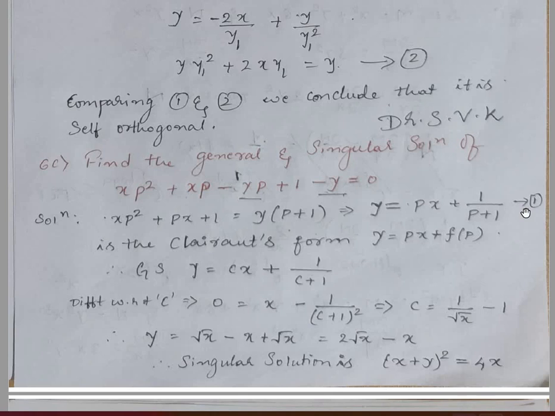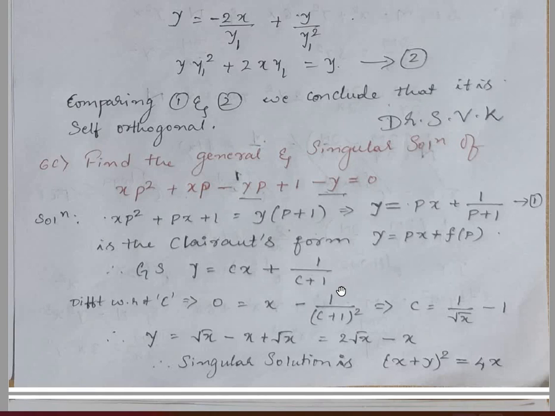You may have a doubt that why we have done like this. As looking at the problem, we should know that this problem is of Clairaut's equation. So now the problem has been reduced to the form of Clairaut's. It is y equal to px plus f of p, function of p. Then the general solution is given by just replace p by c. You are going to get the general solution, y equal to cx plus 1 over c plus 1. This is what general solution.